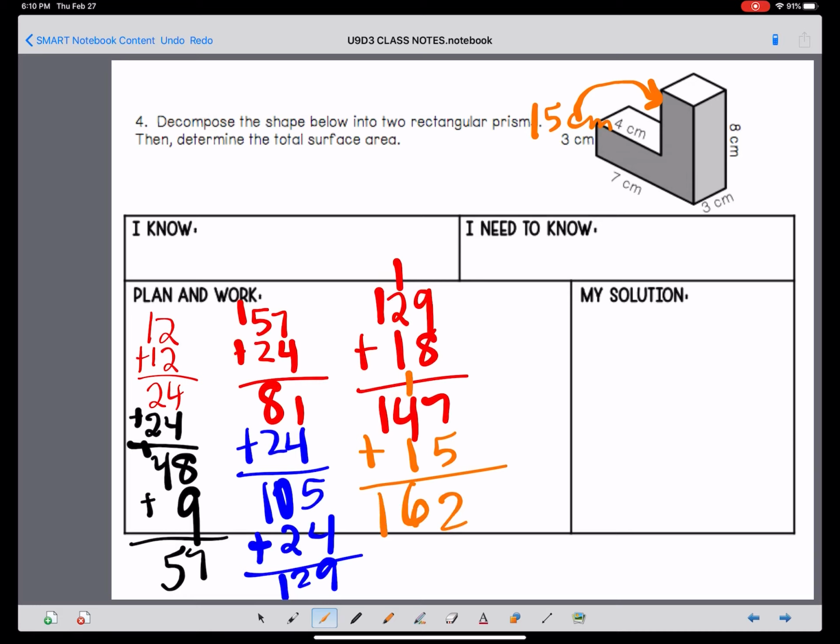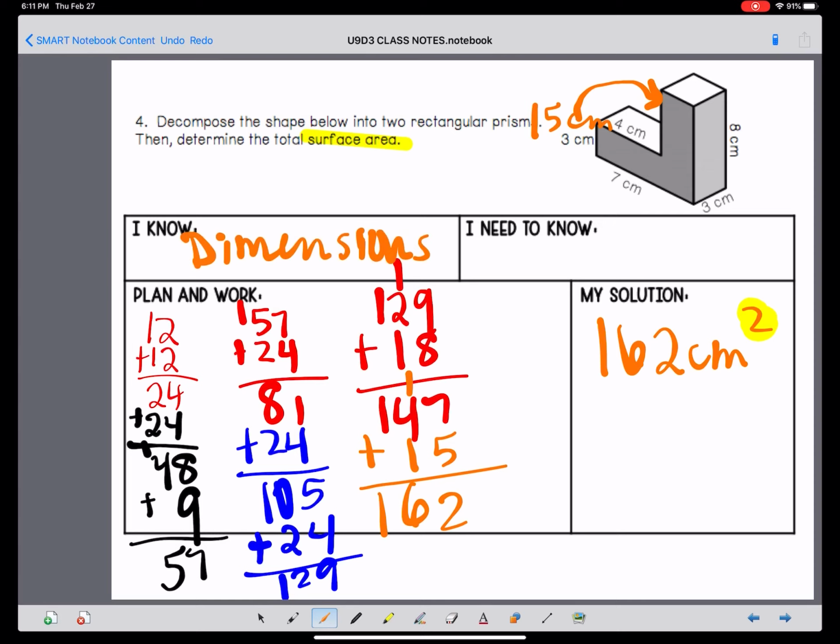I got 162 centimeters, and there's one thing that I'm missing. Hopefully you've caught it. Squared, because they asked us to find the surface area over here. So don't forget you need to square your answer. Wow, that was a lot. Okay, I'm not even going to fill out the top parts. What we knew before, well, I guess I can fill them out, was the dimensions. What we needed to know was the surface area. So take all those dimensions and find the surface area. Wow, that problem was quite the problem.